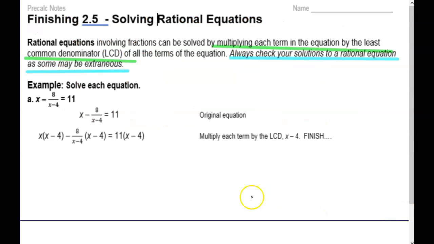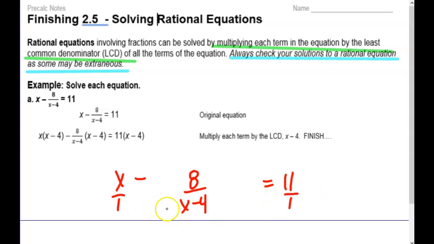So that is what we're going to do, but these are going to have some crazy algebraic common denominators. In other words, they're going to have x's in them. This first example said we had x minus 8 over x minus 4 equals 11. What is the common denominator here? This has no denominator other than 1, and nor this. So the only denominator is x minus 4. Everybody see that?